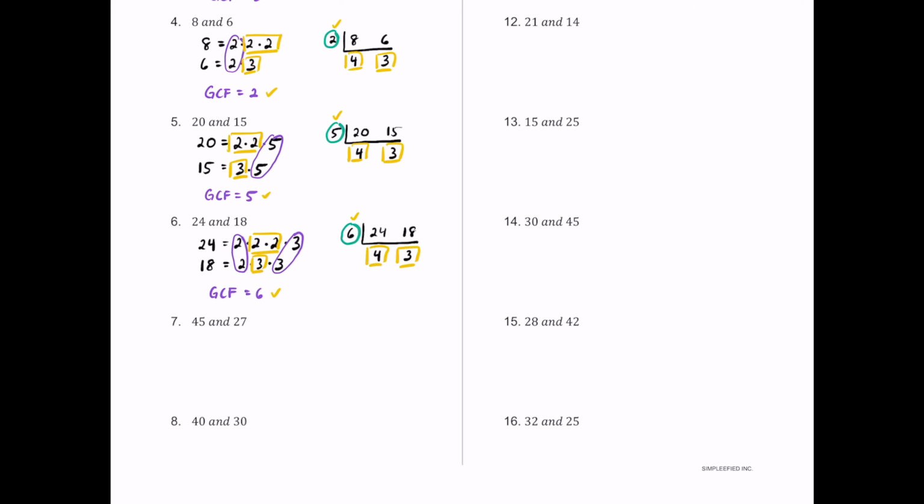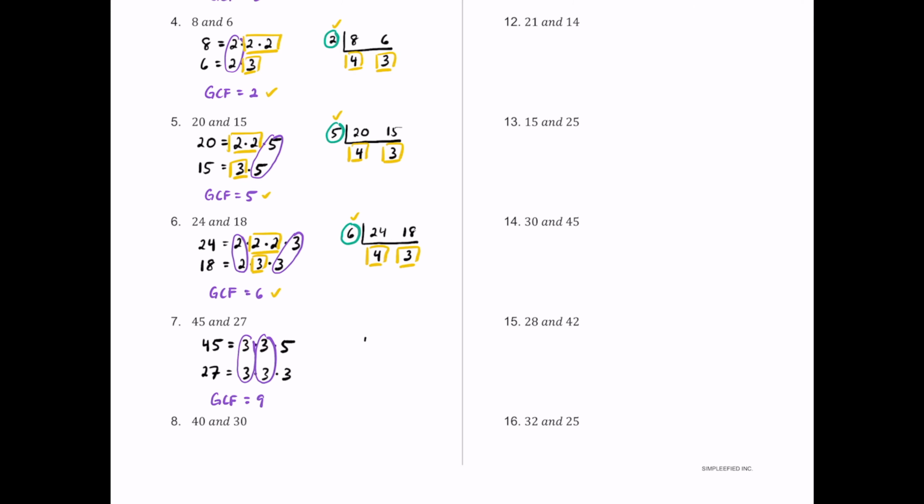For number 7, we have 45 and 27. So 45 breaks down into 3 times 3 times 5, and 27 is going to break into 3 times 3 times 3. Now what do they have in common? They both have a 3 and they both have another 3. So I think that's it. So what is 3 times 3? 3 times 3 is equal to 9, so the greatest common factor is 9.